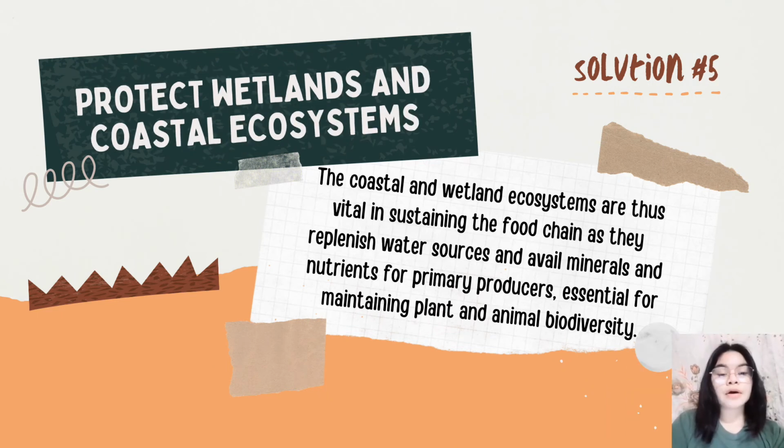Protect wetland and coastal ecosystem. Wetlands are regions saturated with groundwater that serve a significant role in sustaining vegetation cover. The coastal and wetland ecosystems are thus vital in sustaining the food chain as they replenish water sources, and avail mineral and nutrients for primary producers like green and flowering plants, essential for maintaining plant and animal biodiversity. Also, when coastal ecosystems are protected, they aid in controlling marine overfishing and protect coral reefs.